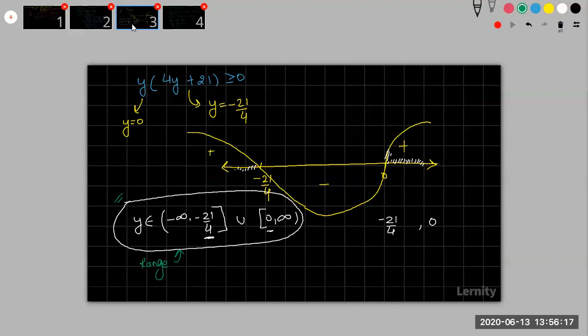Suppose that on substituting 0 and minus 21 by 4, we were not getting any real solution for x, then we would have simply excluded these 2 points. But right now we are getting the solution, so that means these 2 points will be included. Okay, fine. That's it.